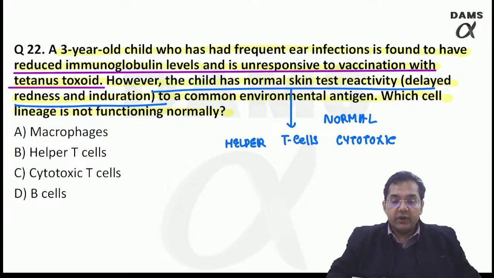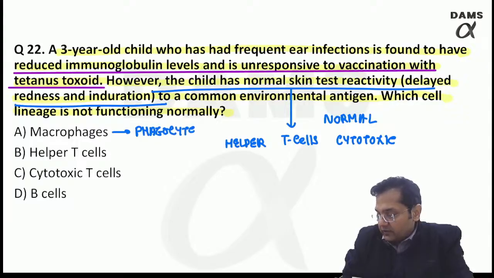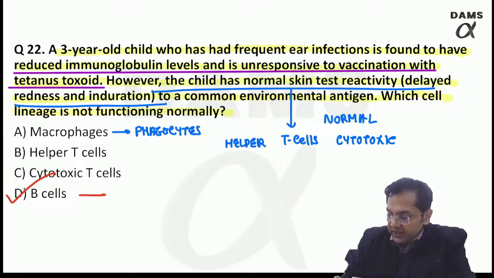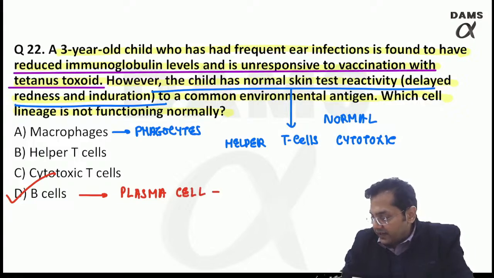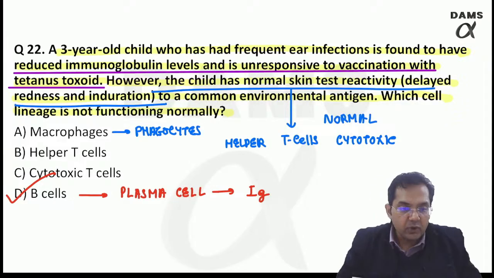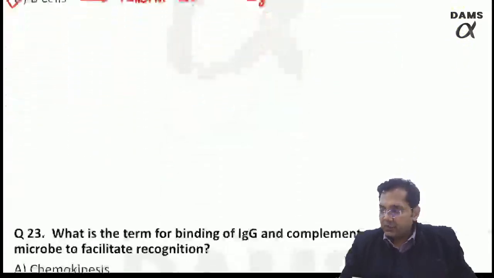Sorry. Yeah. So you are absolutely correct. Macrophages are phagocytes. They have no role here. This is also incorrect. So I think you got the logic. B cells will form the plasma cell. Absolutely right. Who said that? Bhumraj. Yes, correct. And they will now form immunoglobulins. So basically here immunoglobulin is not being made, so there is a B cell problem, not a T cell problem. Okay. Moving to 23, very good.